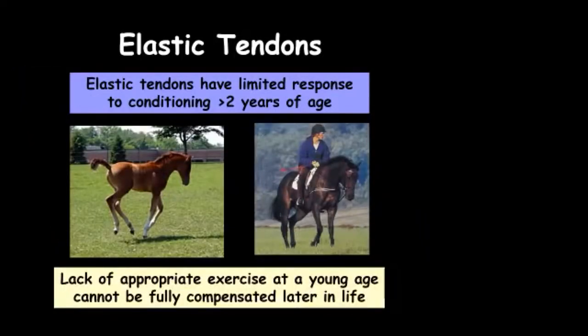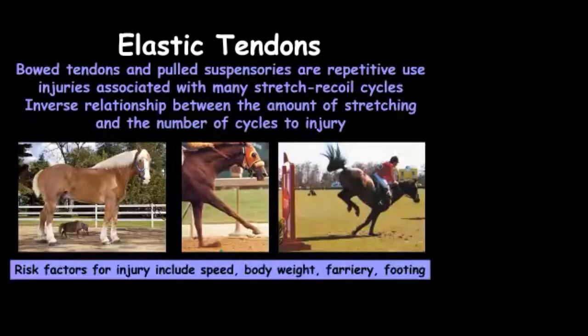So elastic tendons are characterized by being mostly developed during the early months and years of life. So by the time a foal is about 2 years old, most of the conditioning of the elastic tendons has already taken place. After 2 years, they have a very limited response to conditioning, and we can't make up for lack of turnout in a young horse by conditioning later on in life.